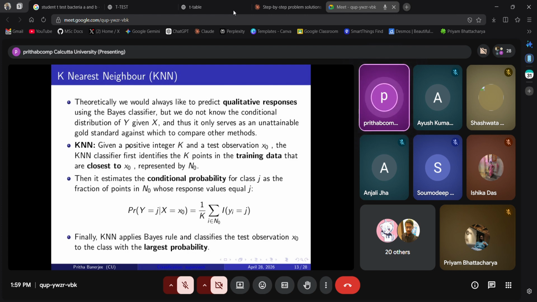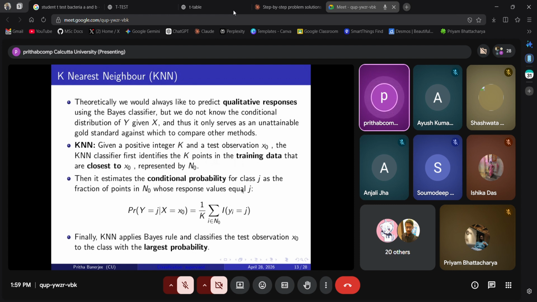Okay. So this KNN: given a positive integer k and a test observation x0, the KNN classifier first identifies the k points in the training data that are closest to the given point x0. These k points represent the neighborhood, which is identified by the notation capital N0. Then it estimates the conditional probability for class j as the fraction of points in N0 whose response value equals j.